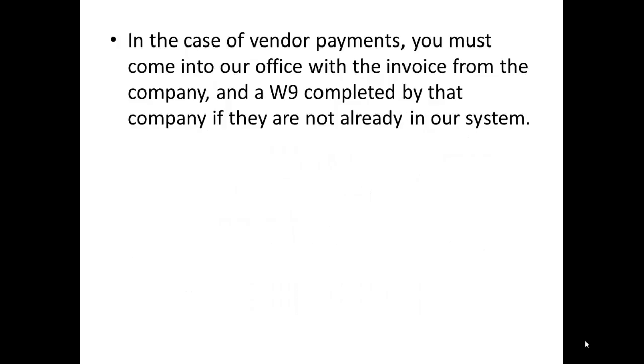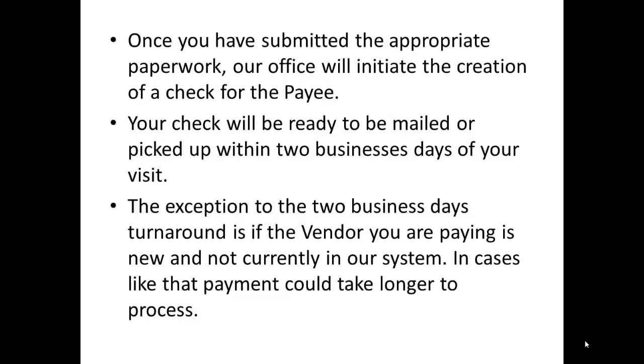In the case of a vendor payment, you must come into our office with the invoice from the company and a W-9 completed by that company if they are not already in our system. Once you have submitted the appropriate paperwork, our office will initiate the creation of a check for the payee. Your check will be ready to be mailed or picked up within 2 business days of your visit. The exception to the 2 business day turnaround is if the vendor you are paying is new or not currently in our system. In cases like that, it could take longer to process.